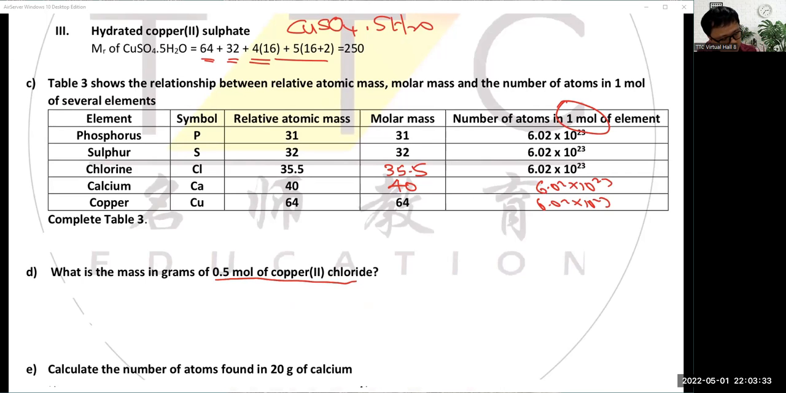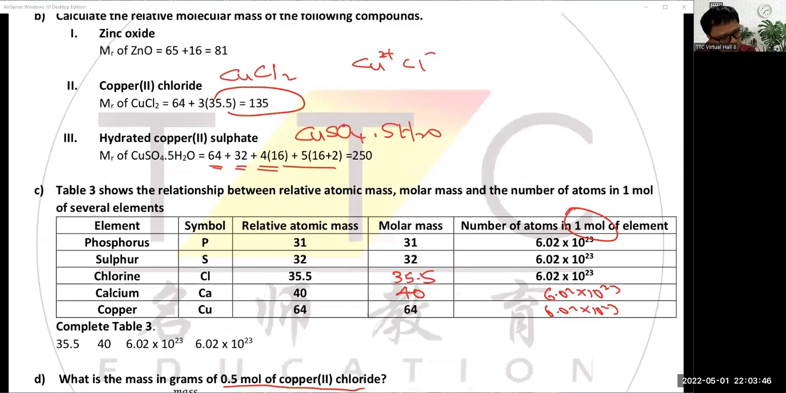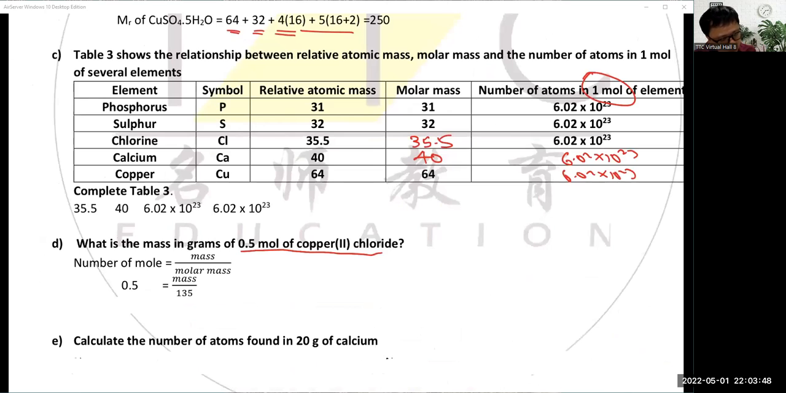Then what is the mass of 0.5 mole? So what do you use? We use the number of moles equals mass over molar mass. I have half a mole, and copper(II) chloride is 135, so I add in the molar mass as 135. Then I will get my mass as 67.5.